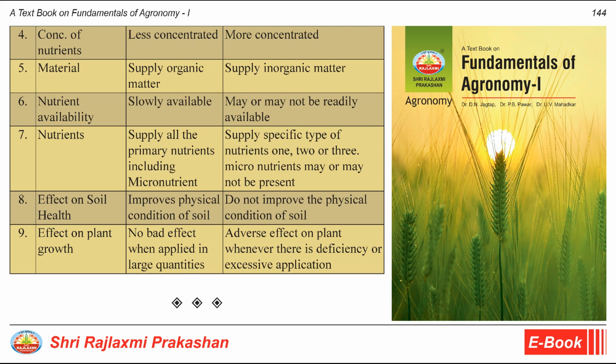Characteristic number 8, effect on soil health: manures improve the physical condition of soil; fertilizers do not improve the physical condition of soil. Characteristic number 9, effect on plant growth: manures have no bad effect when applied in large quantities; fertilizers have an adverse effect on plants whenever there is deficiency or excessive application.